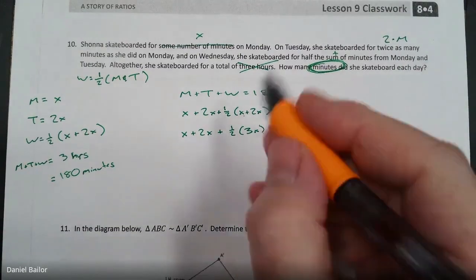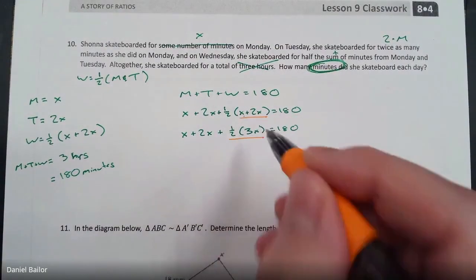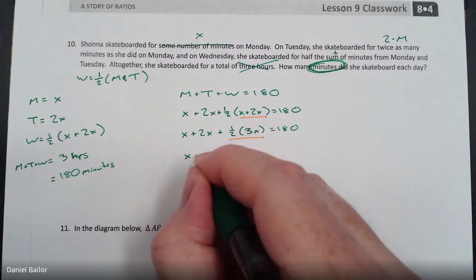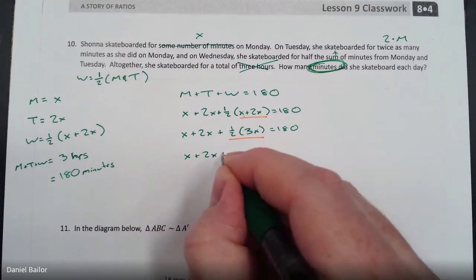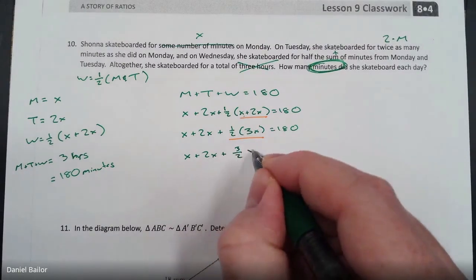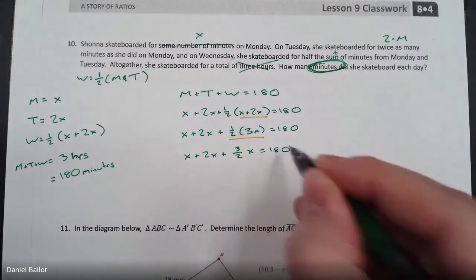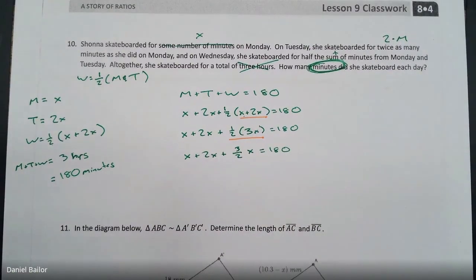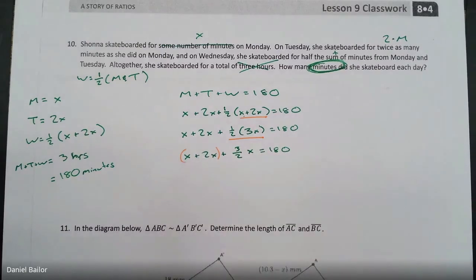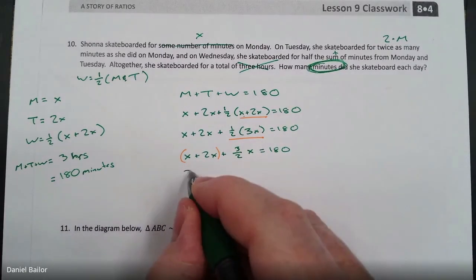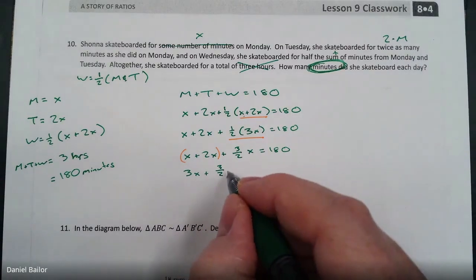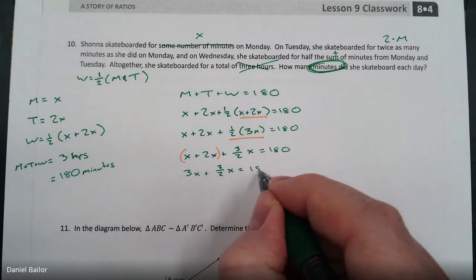So this is the part I do first. Now I'm going to multiply that together. So I get X plus 2X plus 1/2 times 3 is 3 over 2 X equals 180. Now I'm going to pick what I want to add. I'm going to add these first. X plus 2X, I get 3X plus 1.5X, or 3/2 X, equals 180.